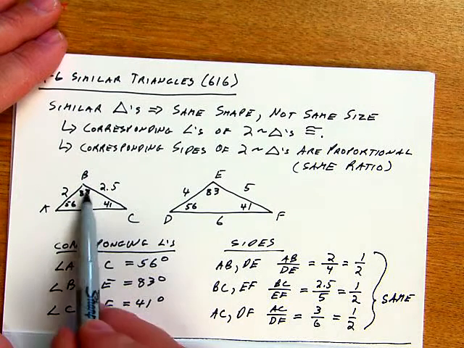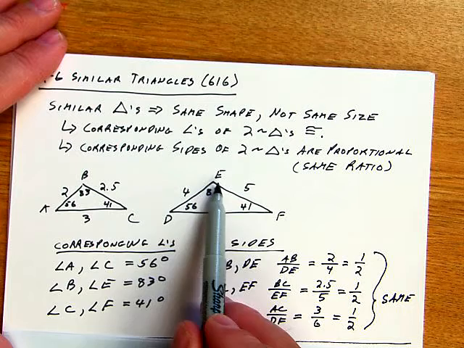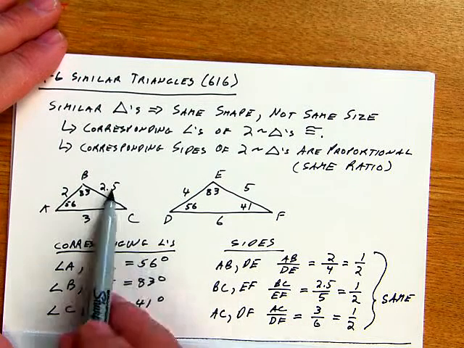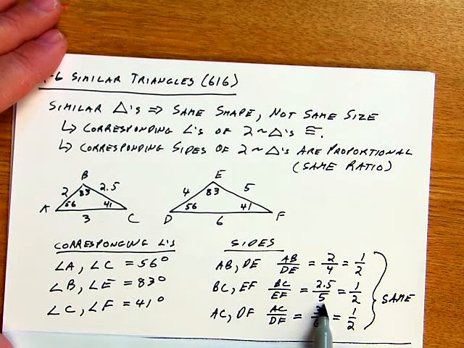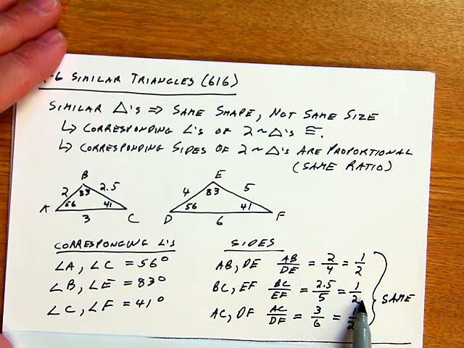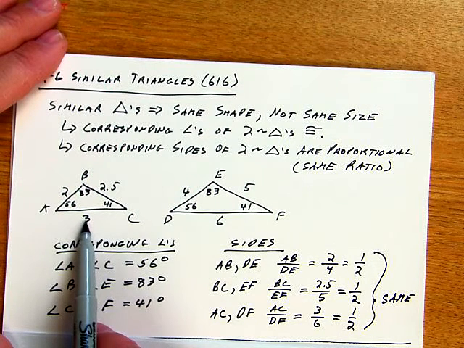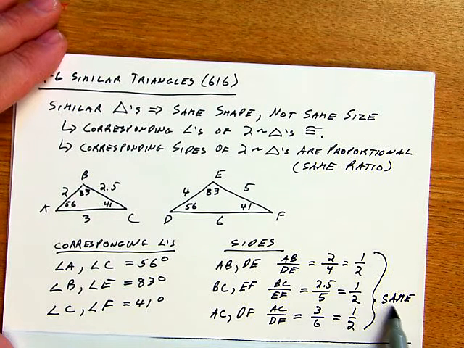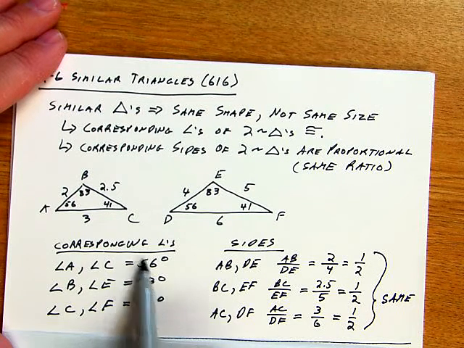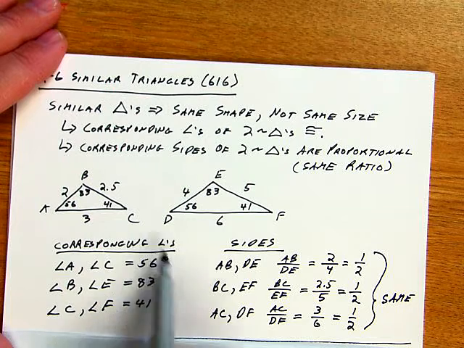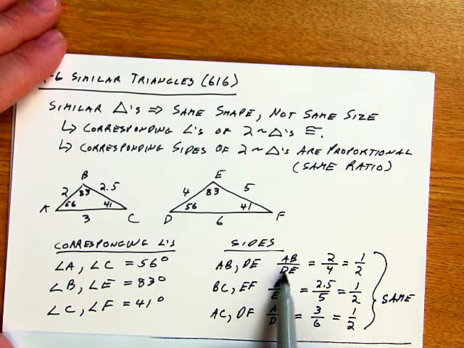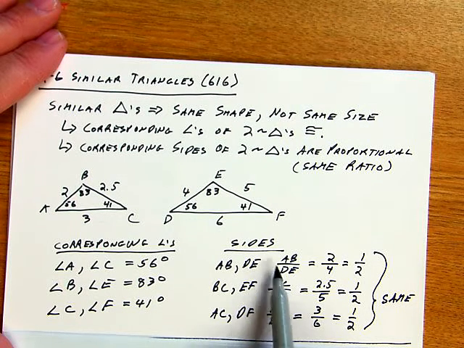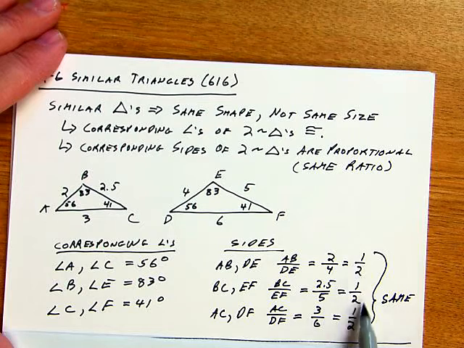If I then look at the next side, BC and EF, I get 2.5 over 5. 2.5 over 5 reduces down to 1/2. And finally, looking at the bottoms, 3 and 6, 3 over 6 reduces down to 1/2. So in a similar triangle, all the angles that are corresponding are equal, and each of the sides, when set up as a proportion, come out to be the same.